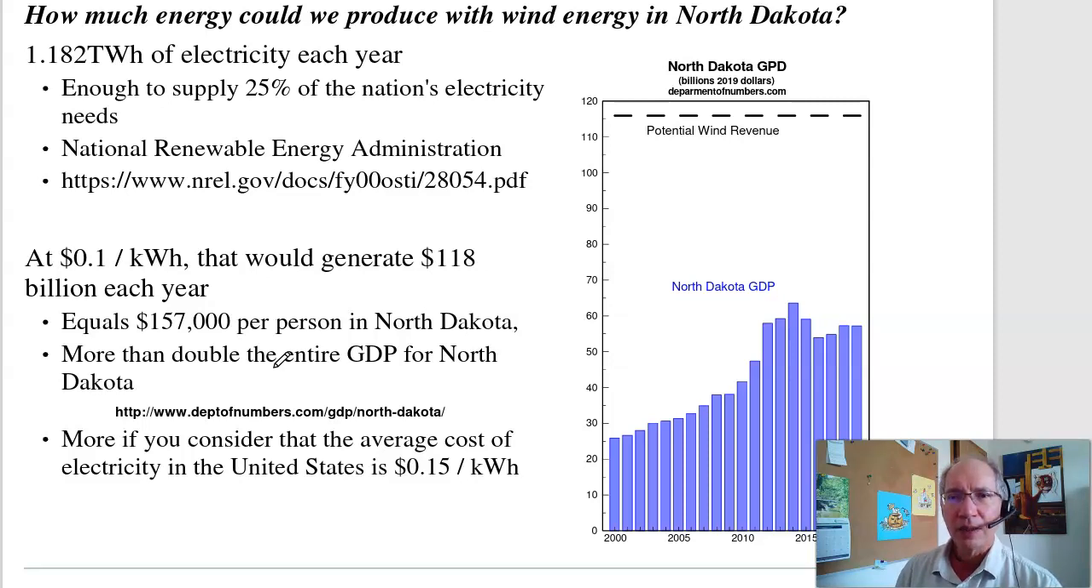Let's see. $118 billion is more than double the entire GDP for North Dakota. So if you take the revenue produced from agriculture, ranching, industry, hospitals, insurance, universities, everything in the entire state, add it all up, it is less than half of the potential energy we could get just from our wind. And you actually get more than that if you got 15 cents a kilowatt hour, which is the national average cost for electricity in the United States. So wind energy is a big deal.